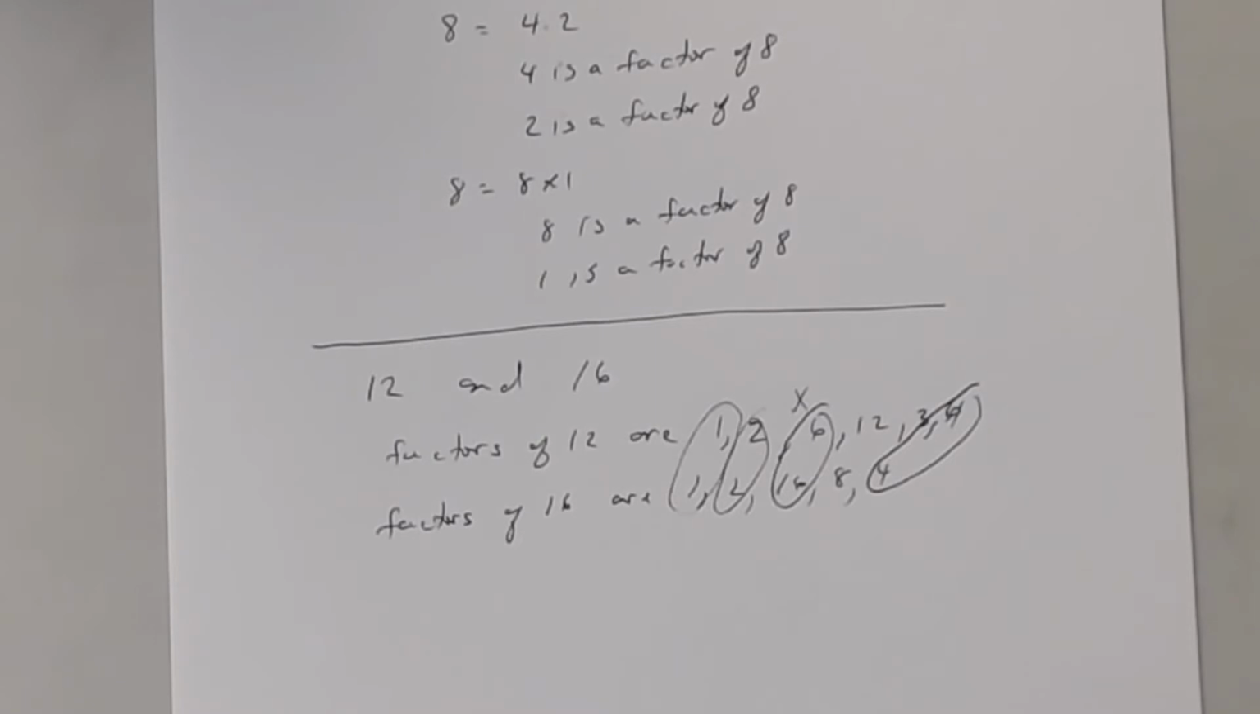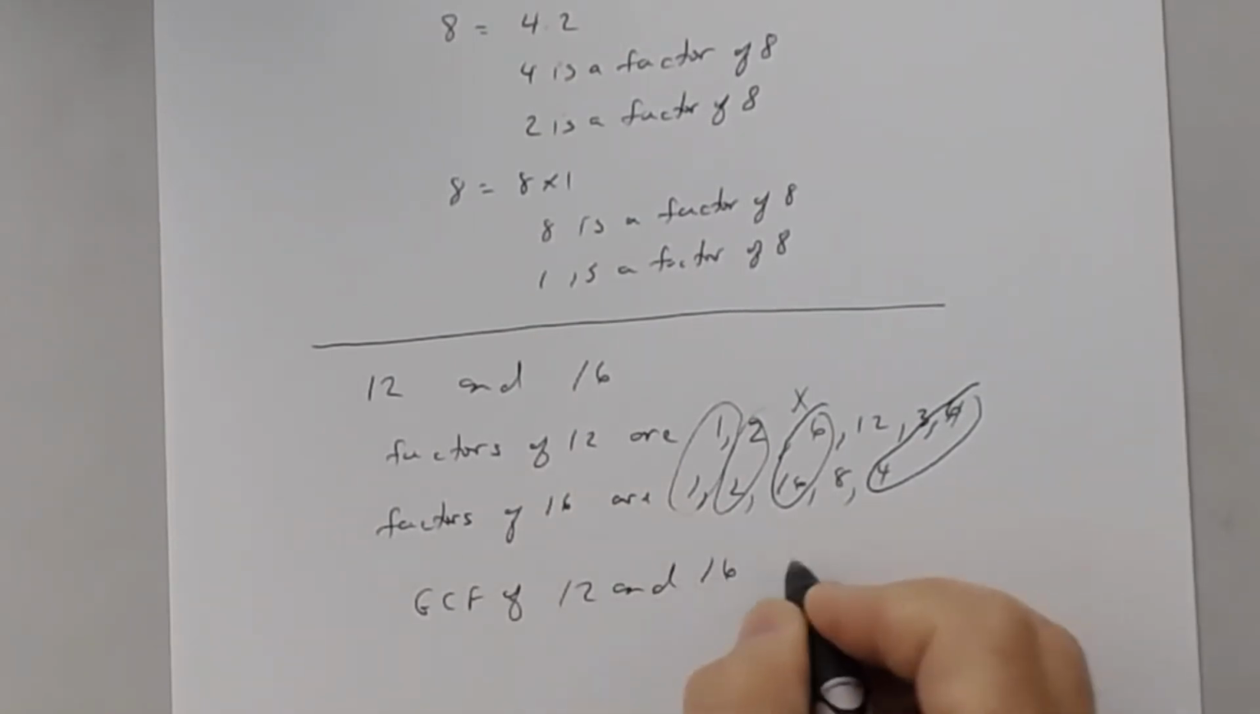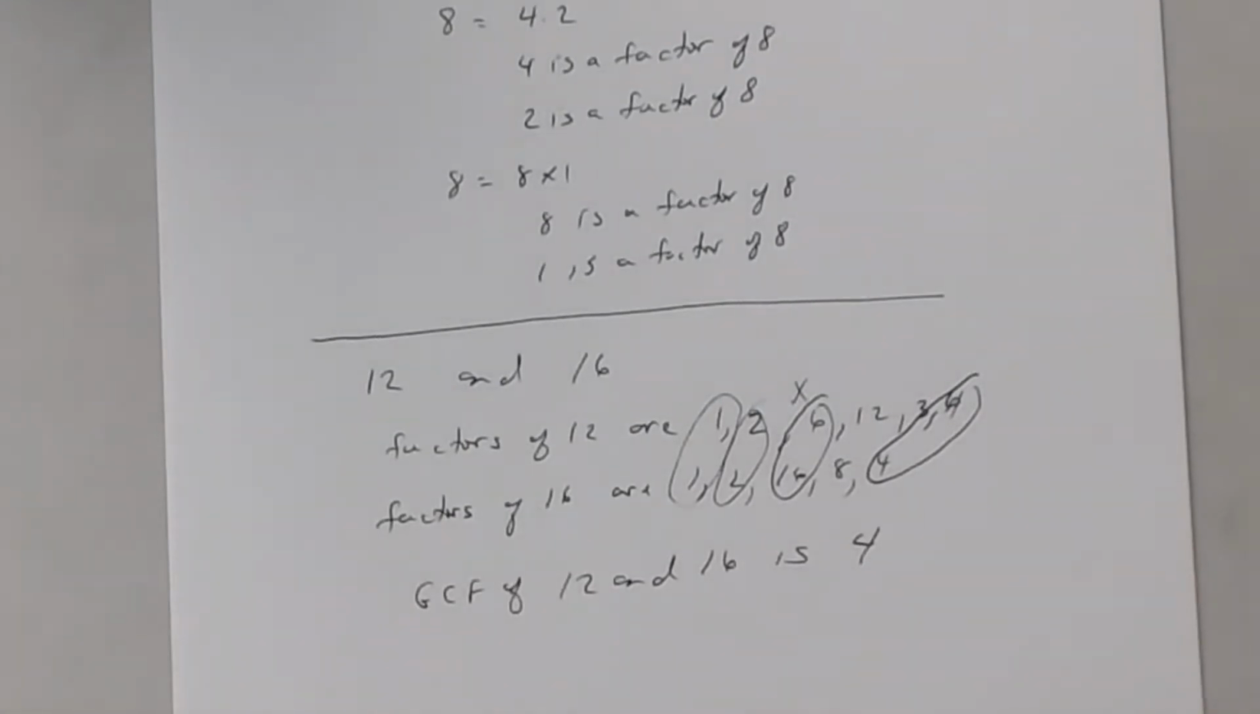Now let's talk about greatest common factor. Of all those three common factors, which one is the greatest? 4. So the GCF of 12 and 16 is 4. Okay, so now you know what a greatest common factor is. When you talk about greatest common factor, you're talking about two or more numbers. You first need to know what the factors are, which ones they have in common, and of the ones they have in common, the greatest one, the GCF, will be the largest one.